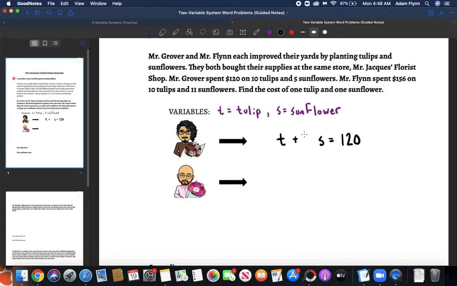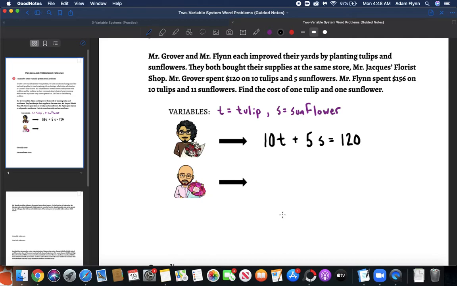But if we take a look at the information for Mr. Grover's equation, the arrow's pointing to his equation, he didn't just buy one tulip, which this is signifying, he bought 10 tulips. So we need to put a coefficient of 10 in front of our t. And he bought 5 sunflowers, so we're going to put a 5 in front of the s. So now what this is saying is we had not one tulip, but 10 tulips that were purchased here, and we're adding 5 sunflowers, and the cost is $120.